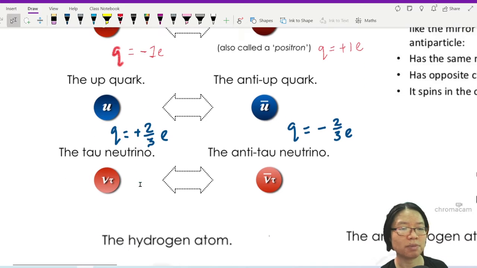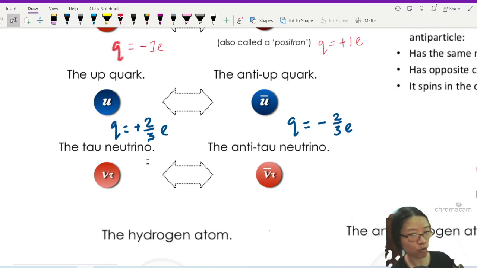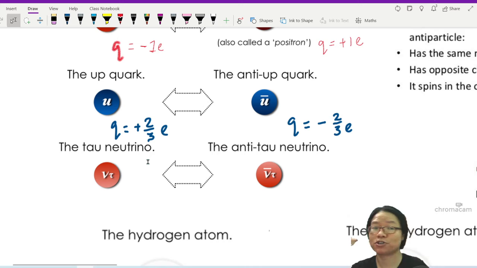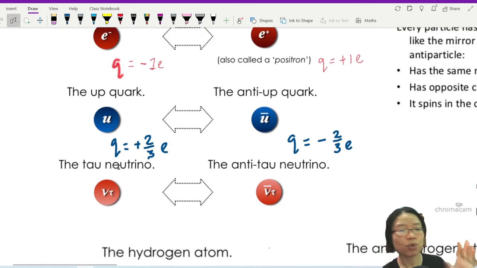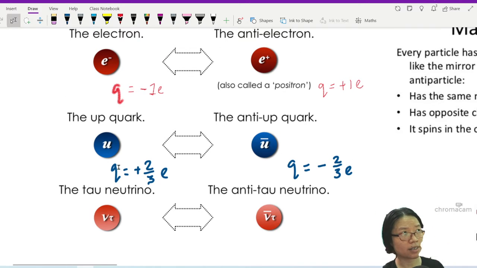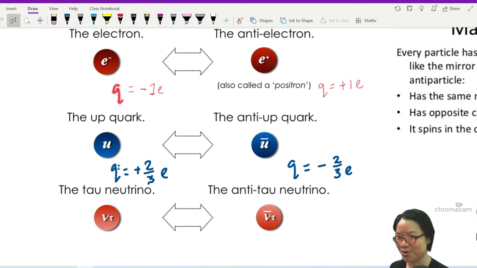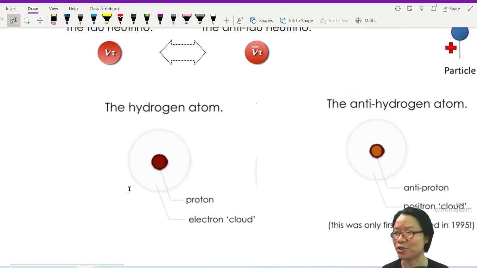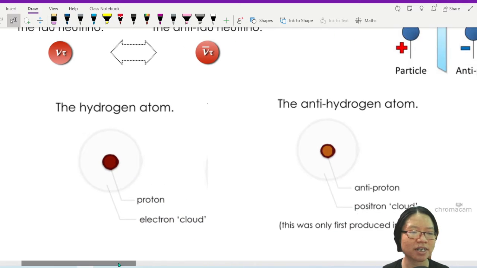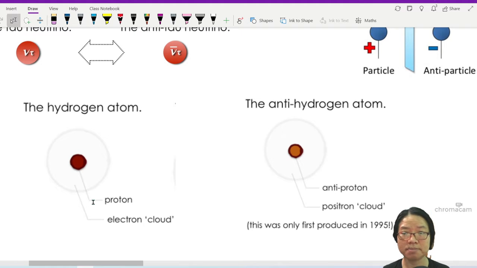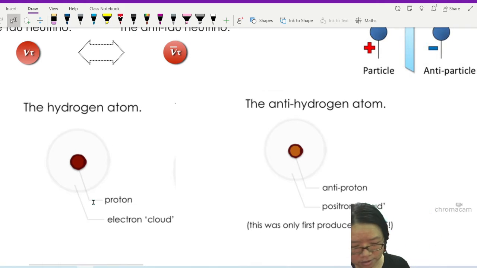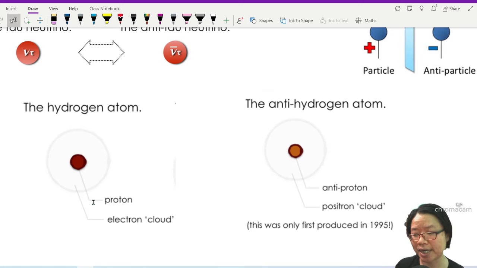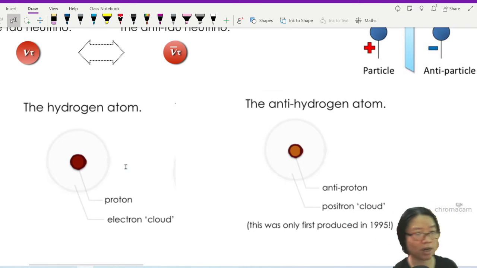You may be thinking, for the neutrino, there is no charge. Yes, but they spin in opposite directions. So if we look at this train of thought, then we understand that if we have a proton, then you can have an anti-proton. And let's look at something a bit more exciting, which is hydrogen. Every single particle or atom that you can find on the periodic table, theoretically speaking, you can make its antiparticle counterpart. Let's look at the most simple one.